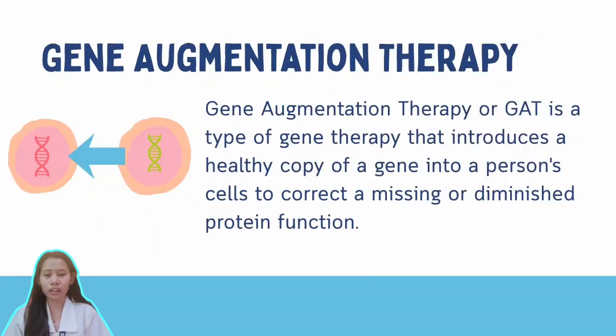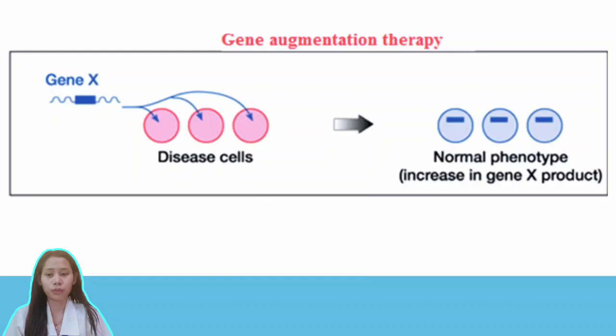So gene augmentation therapy or GAT introduces a healthy copy of a gene. So in gene augmentation therapy, we add a healthy version of a gene to replace one that is missing or not working. For example, this strategy is also used in genetic disorders like cystic fibrosis, where a faulty gene causes breathing problems. So we add a healthy gene that can improve lung function. And that is how gene augmentation works.